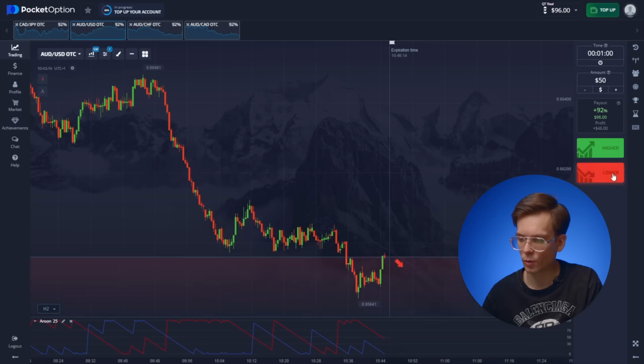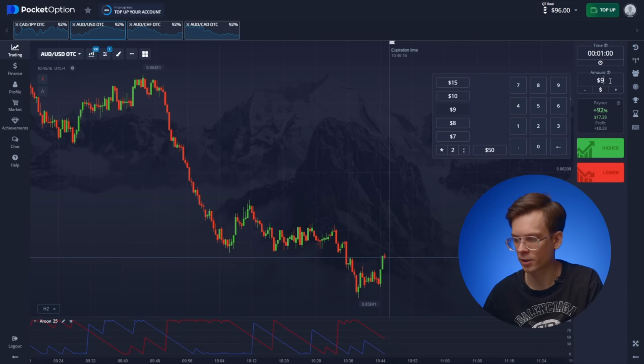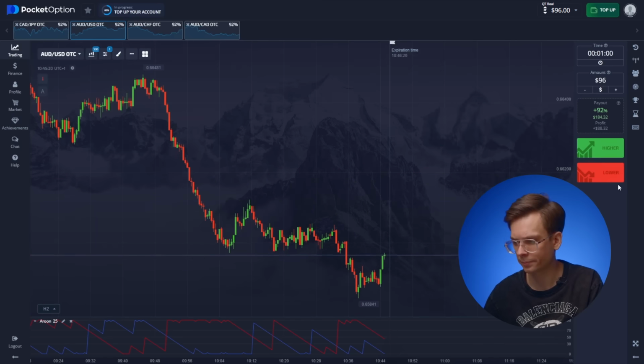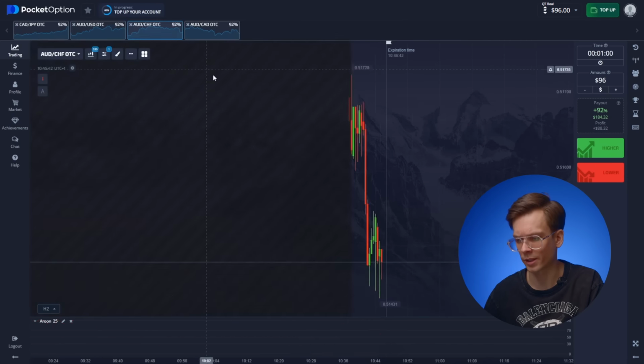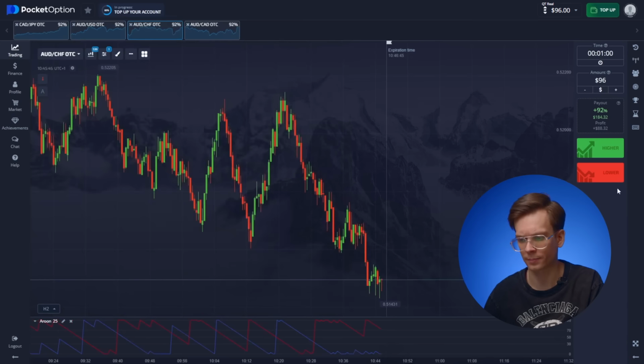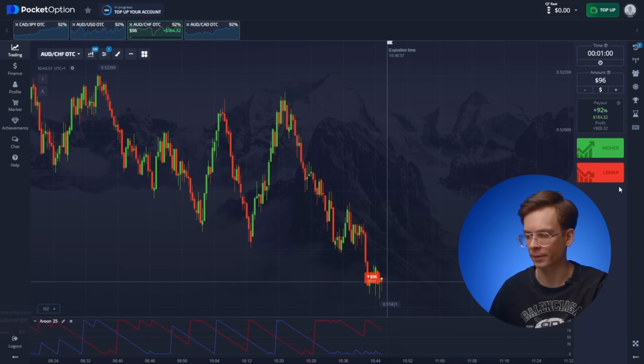Awesome. Next pair, Aussie and buck, adjusting the investment to 96. But I'm uneasy about the situation on this asset, so let's switch to Aussie and franc. Yeah, and there I'm definitely hitting lower. And let me explain the situation on the chart.